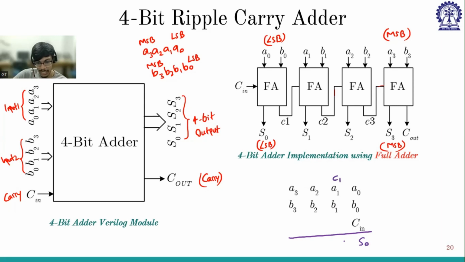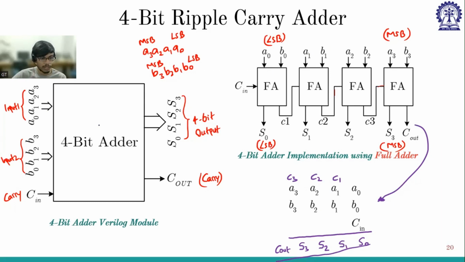This summation is S1 with a carry C2. This summation is S2 with a carry C3. This summation is S3 with a carry C out. So this is how my logic works. Just like any other addition, binary or decimal, that's how we do it. So it's the same thing, but here it is binary. So each is a single bit binary.